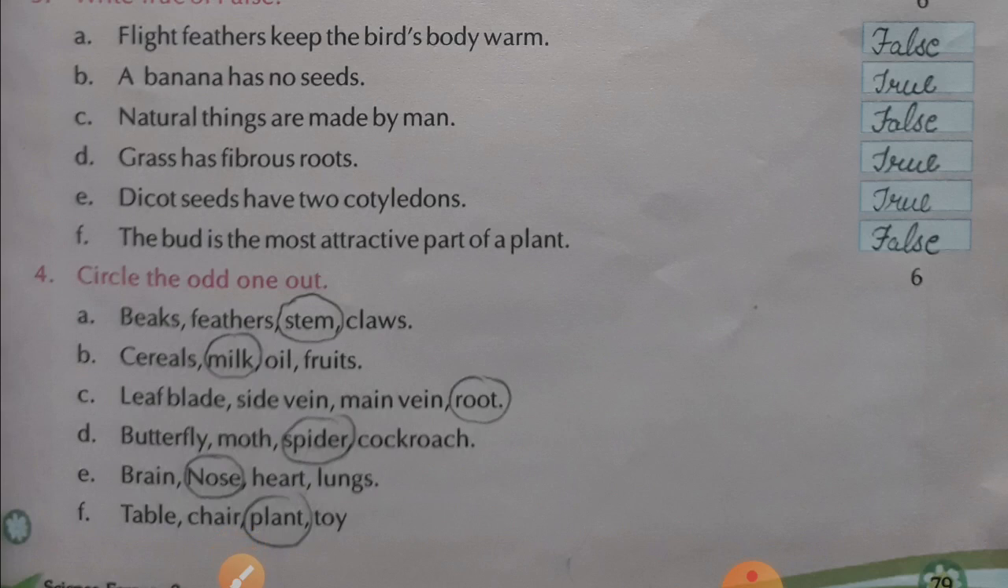प्लांट. Now see leaf blade, side vein, main vein, root. So these all are the shoot part and root is the lower part of the plant. D butterfly, moth, spider, cockroach. Spider because it cannot fly, but butterfly, moth and cockroaches all are having wings. E brain, nose, heart, lungs. So here you have to circle nose because it is the external organ and others are internal organs. F table, chair, plant, toy. Plant because it is a living thing and table, chair, toy are non-living things.